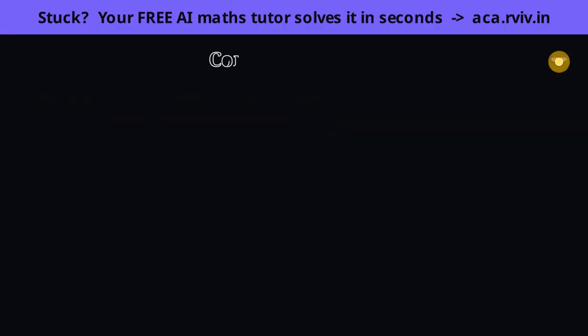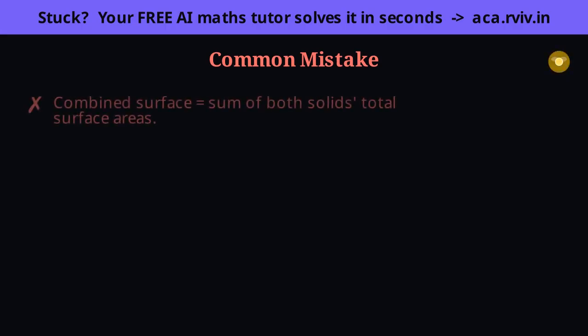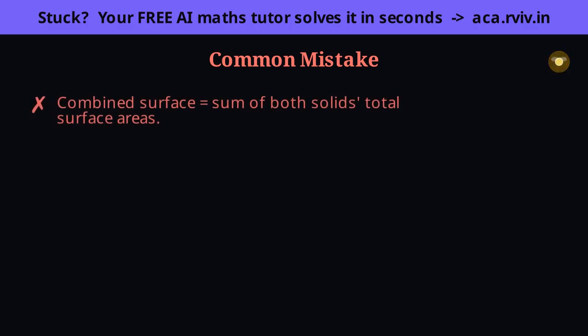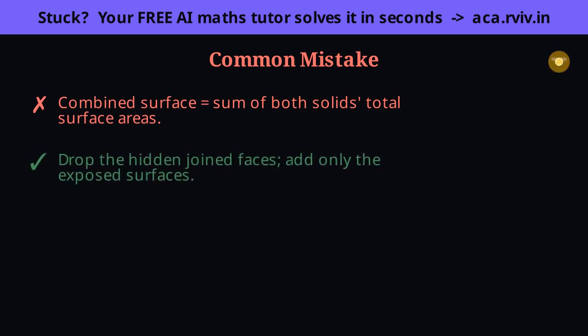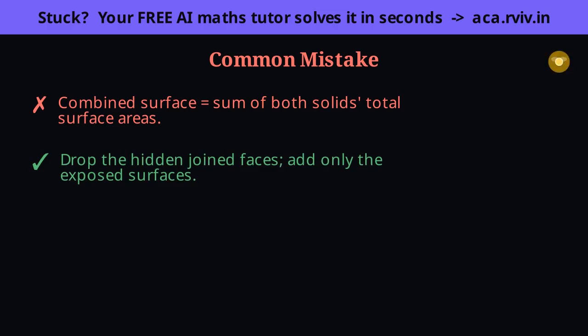Another trap that quietly loses marks, adding the two full surface areas of a combined solid. That secretly double counts the two faces at the join, faces that are actually hidden inside and shouldn't be there at all. Leave those joined faces out and add only what's exposed to the outside. The combined surface is always less than the two separate totals, never their simple sum.